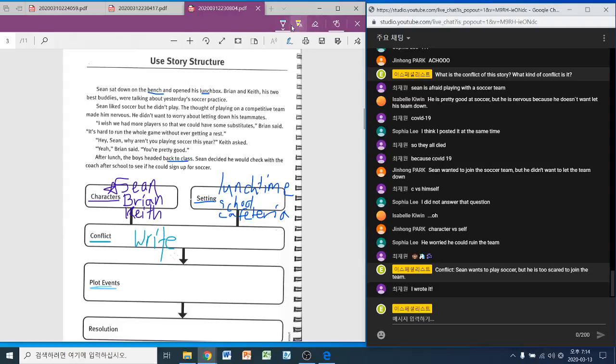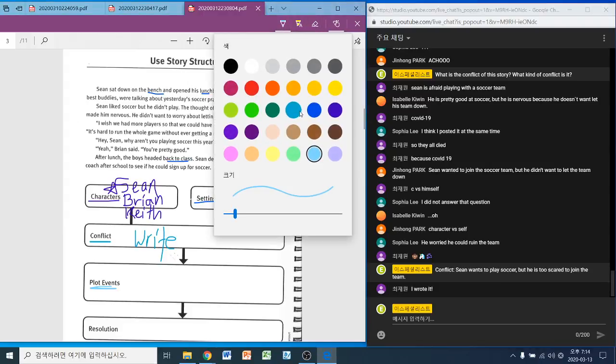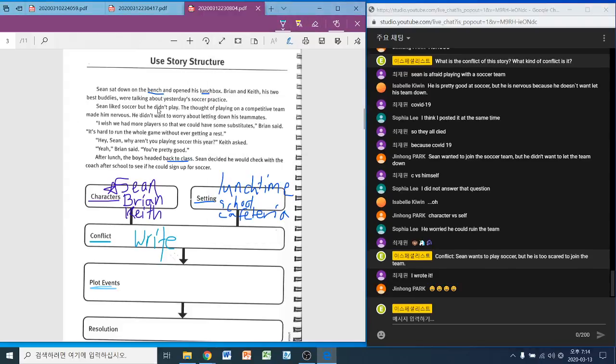Alright, so plot events, we're thinking about what's happening in the middle of the story. Oh, let me underline the conflict. He wanted to play soccer but didn't play. The thought of playing. This is all the conflict here. There's so much conflict here. Three sentences of conflict. We made it nice and short.